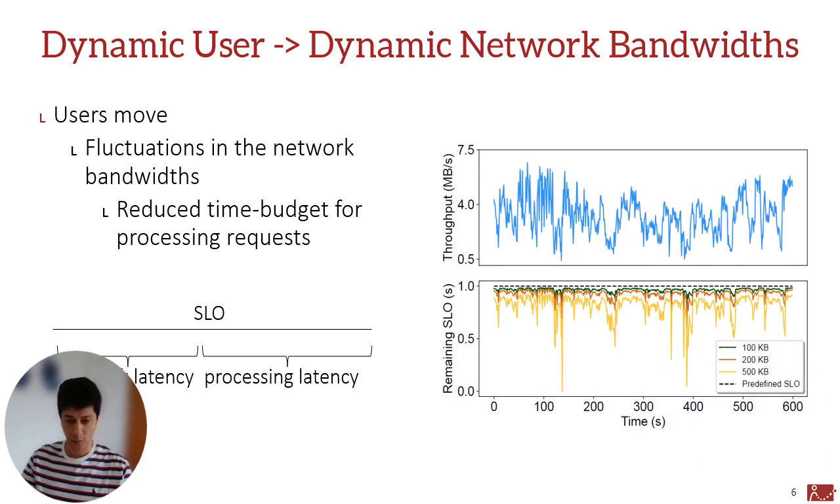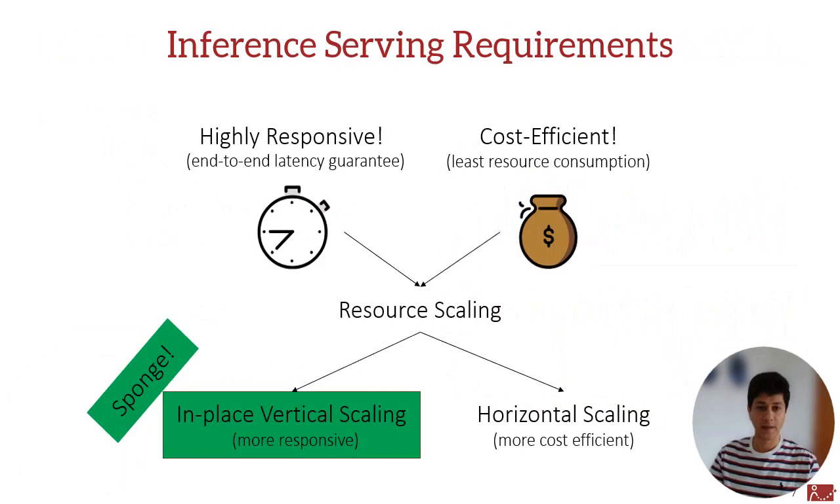To have kind of more context here or some data, as you can see, as the user moves, the throughput changes. And if we have different data, if you are sending some data over the network, such as 100 kilobyte or 500, it reduces the remaining SLO dramatically. So to answer to that kind of user dynamism, we are going to use in-place vertical scaling, which is more responsive in the framework named Sponge.